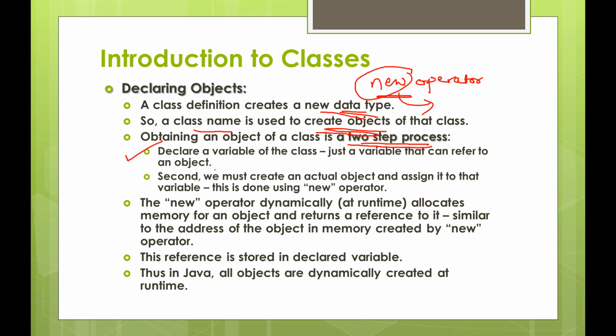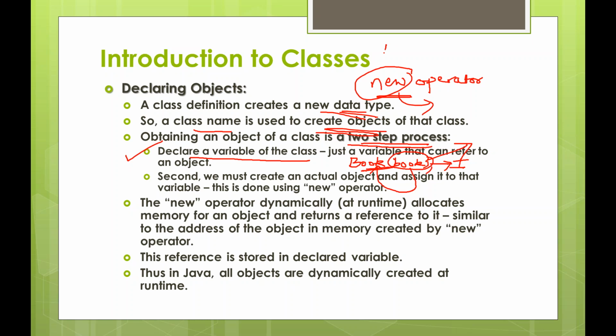First one, we declare a variable of that particular class. This is a variable, declaring a variable of a particular class. So this is called a variable of type book. This is just a variable, so as of now it is not pointing to anything. It is not referring to any object.